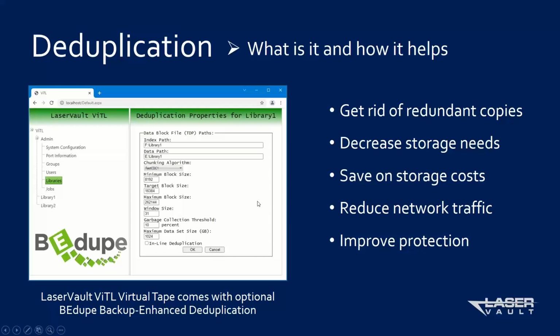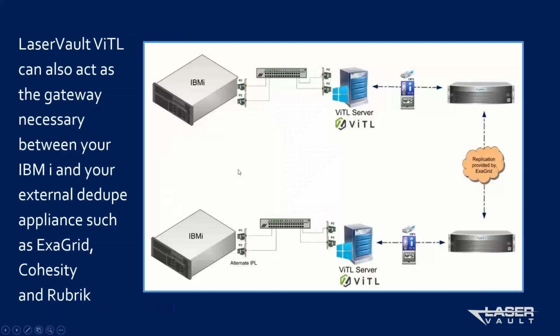So our VDupe solution is a perpetual license add-on to our VTL product to give you as high as 20, 30 to 1 deduplication compression of your data for each of your backups. Now, our VTL solution is storage agnostic, meaning that you can basically use any SAN or NAS as the storage of your virtual tape backups. This becomes where our VTL solution is really just a gateway to that storage.